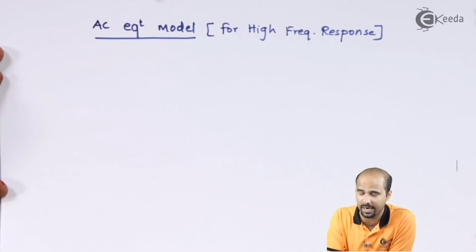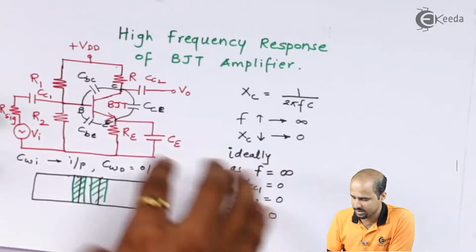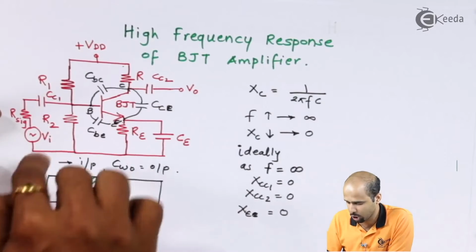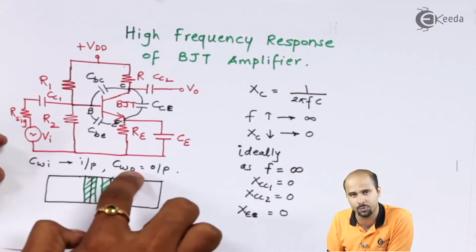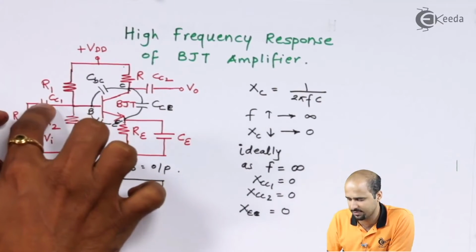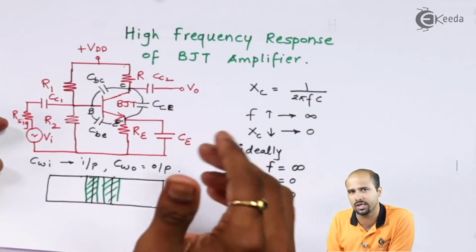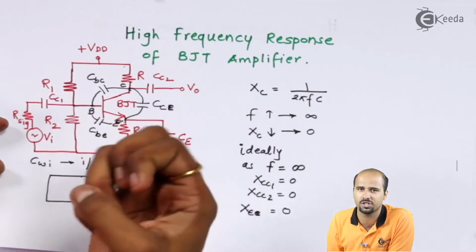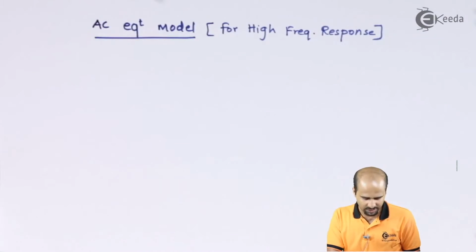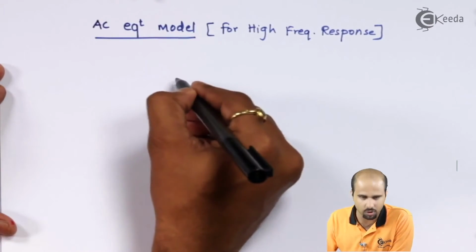So we have to look at only the capacitances which are CBC, CBE and CCE, more or less at the input side and output side, wiring capacitances as well. But we don't have to look at CC1, CC2 and CE, as at high frequency they get shorted, and I want that short circuit, which is beneficial as far as the circuit is concerned. So let us see the AC equivalent model for this particular circuit.